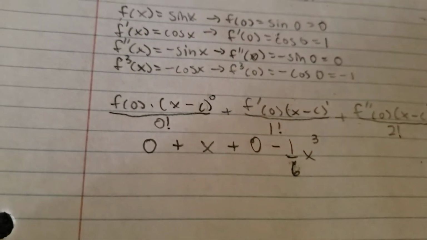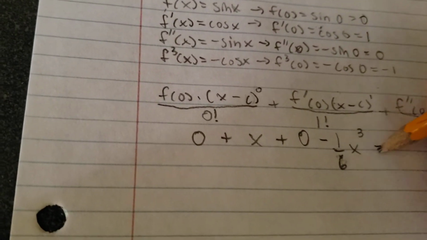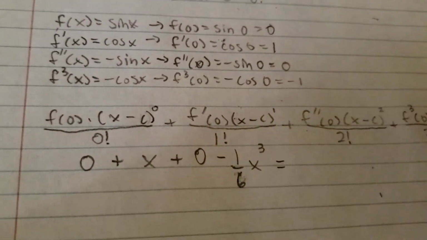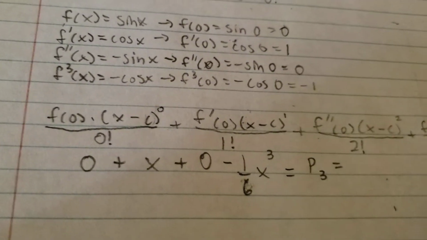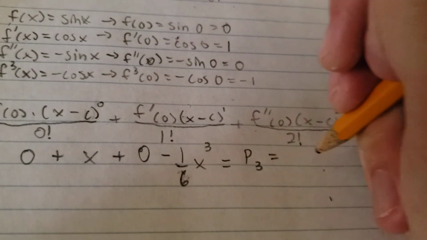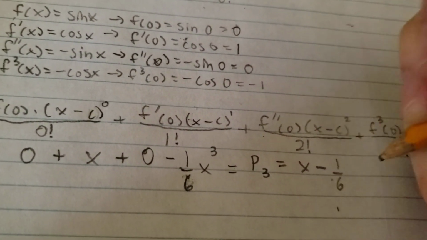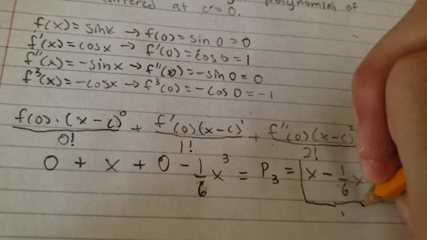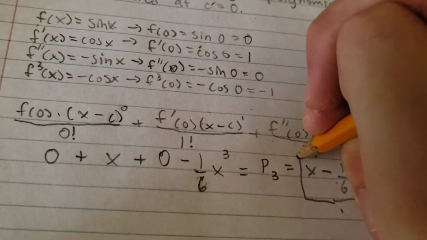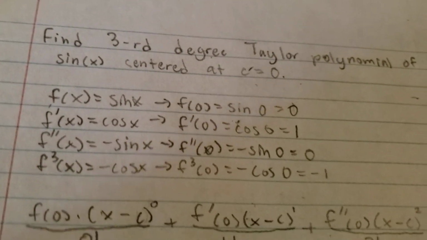If we get rid of these zeros here, they're basically useless. Our Taylor polynomial you can write as p with a little 3 on the bottom, which basically means your third degree Taylor polynomial. It's going to be x minus 1/6 times x cubed. And that, my friends, is your third degree Taylor polynomial of the function sine of x centered at c equals 0.